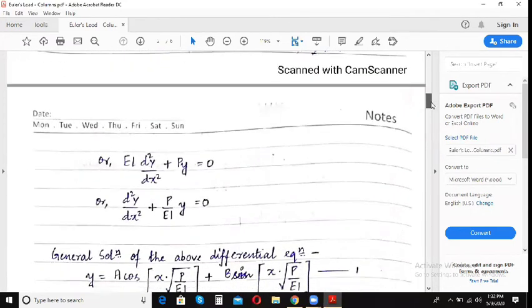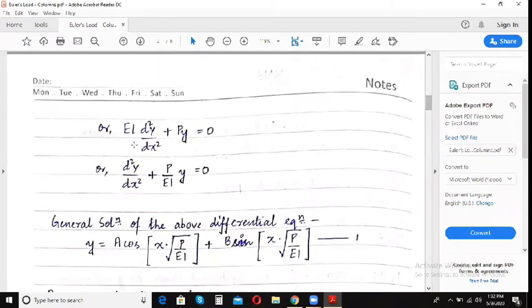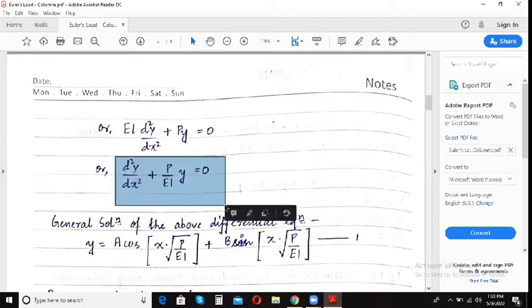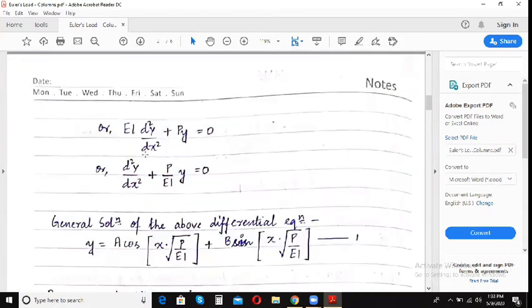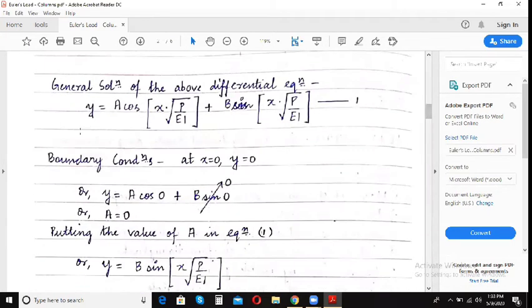So this equation is going to become EI d²y/dx² + Py = 0. Now this is a differential equation which has a general solution, right? The general solution of this equation is basically given as this.